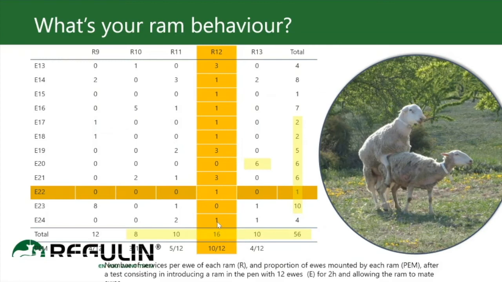When you look here at ram 13, it's done 10 jumps, but it's jumped one ewe 6 times and one ewe twice, whereas this ram's had 8 jumps, but it's covered 1, 2, 3, 4, 5, 6 ewes. And that's actually a real problem. This ram here, it jumped 8 times, but jumped one ewe 5 times. Okay, ewe 13. And this ewe 22, she was very selective, would only allow one ram to jump her.